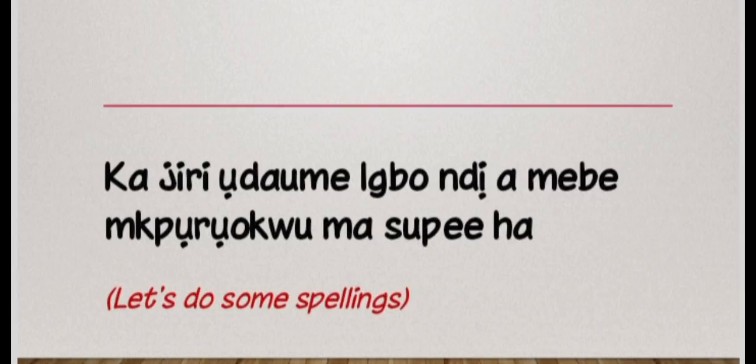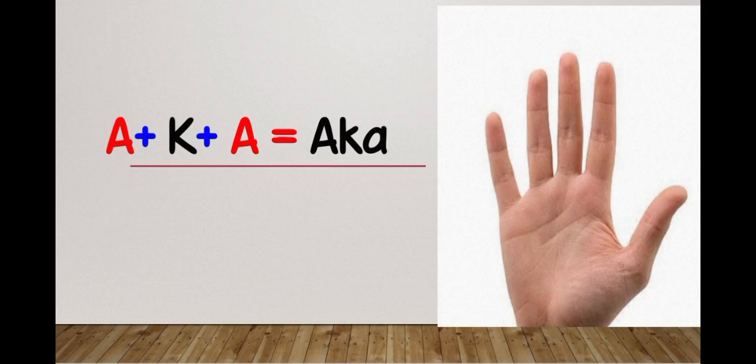Now, abịa na Ụdaume Igbo, we can learn simple spellings of these Igbo vowels. I nwere ike mụta nsupe site na mkpụrụ na Ụdaume Igbo ndị a. We can learn simple spellings. Now, the first spelling we have here is aka, which means hand.